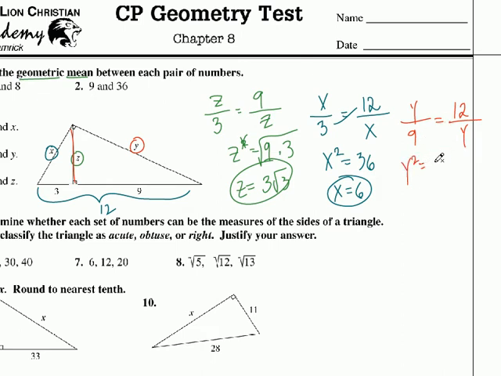Y squared equals 9 times 12. I'm just going to show you a little trick. Take 12 and break it down into 4 times 3. Why in the world would I do that? Because I know what I'm going to do. I know I'm going to take the square root, aren't I? To get that. So y is equal to what? 3 times 2, and then what? Square root of 3. What's 3 times 2? 6, square root of 3. So that's what y is equal to. You don't have to do that.